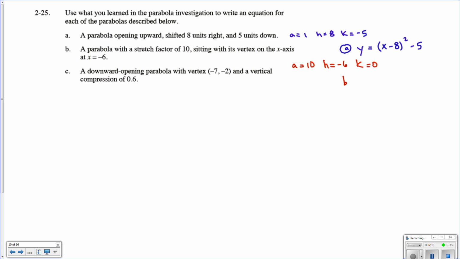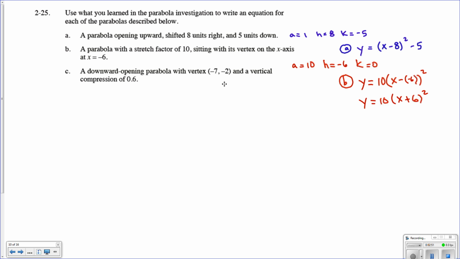So if we want to write that out into our equation, we're going to say y equals 10 times x minus h. So x minus -6 squared, and then if K is 0, we don't have to put +0 at the end. So it simplifies to y equals 10 times the quantity of x plus 6 squared. That is letter B.